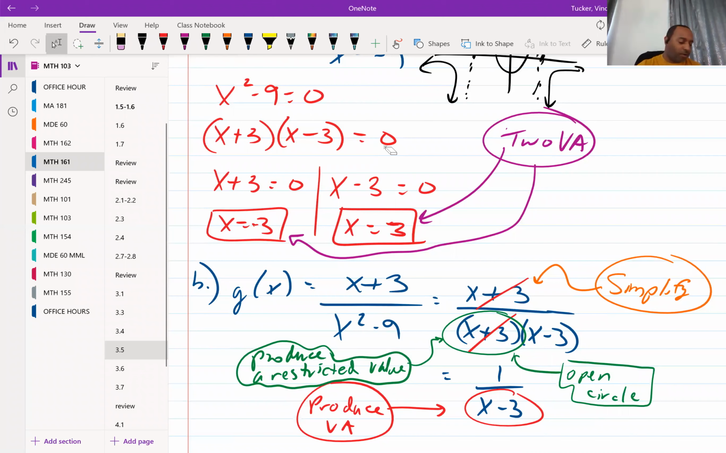But the part that canceled out, you cannot just negate the fact that it was ever there. Remember, it was a part of your original expression. So the x plus 3 will produce a restricted value. In other words, remember we had graphs before that had an open circle. That's where an open circle would be, at x equals -3. You set that equal to 0 and solve. Now, if they ask for the asymptote, all you're going to do is use x minus 3 to find the asymptote. But if they ask you for any restricted values, then the x plus 3 will produce that restricted value.